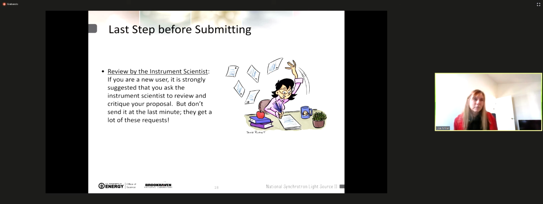The most important step here, though, is to not do it in the last week before a proposal cycle deadline, because they're probably getting dozens of these to review. And you can't expect them to respond to a lot of last minute requests, because they're doing all kinds of other things too, supporting users at the beamline. So plan ahead. If January 31st is the next proposal deadline, write that proposal in December and send it to the beamline scientists and have them take a look at it. Give them plenty of time to review it so that you can get it submitted well ahead of the proposal deadline. All right.